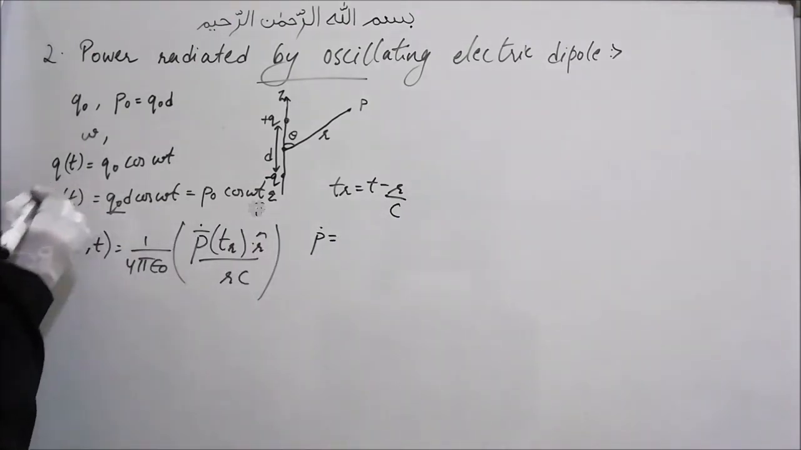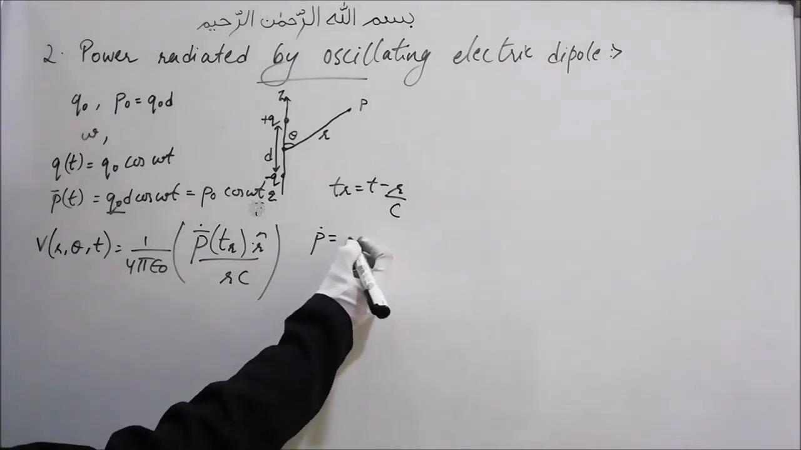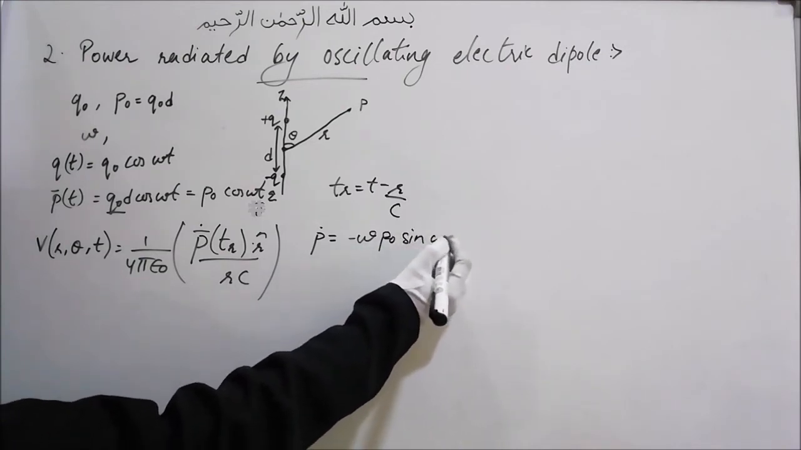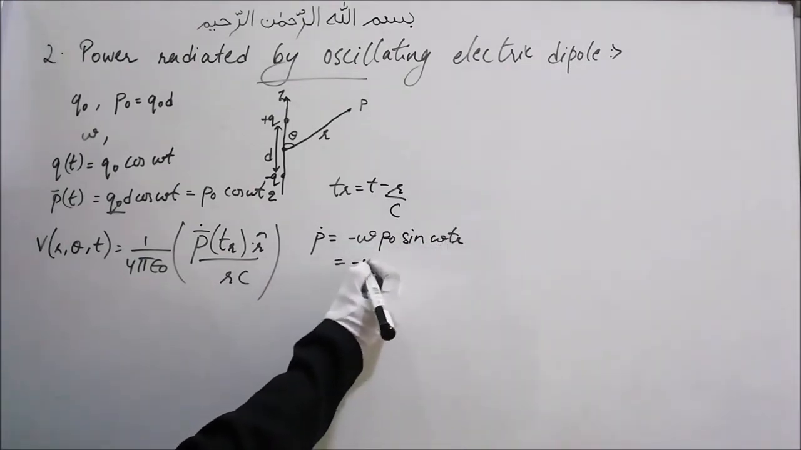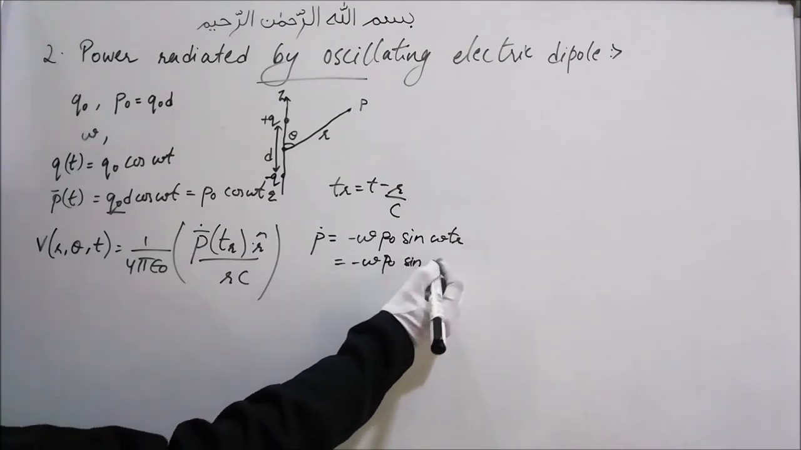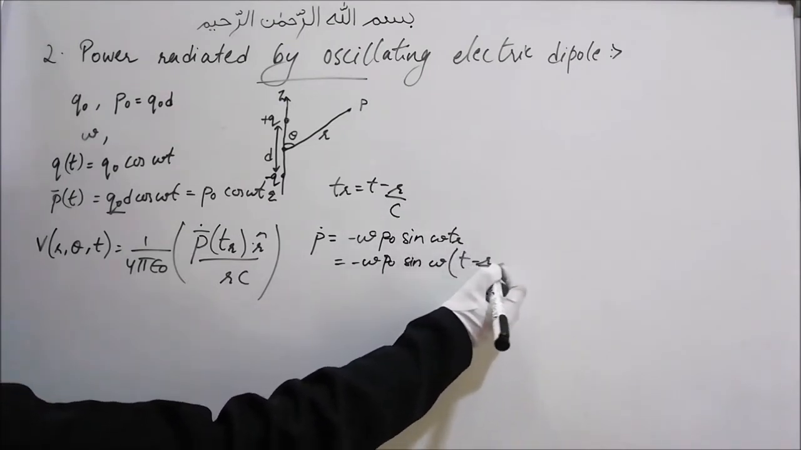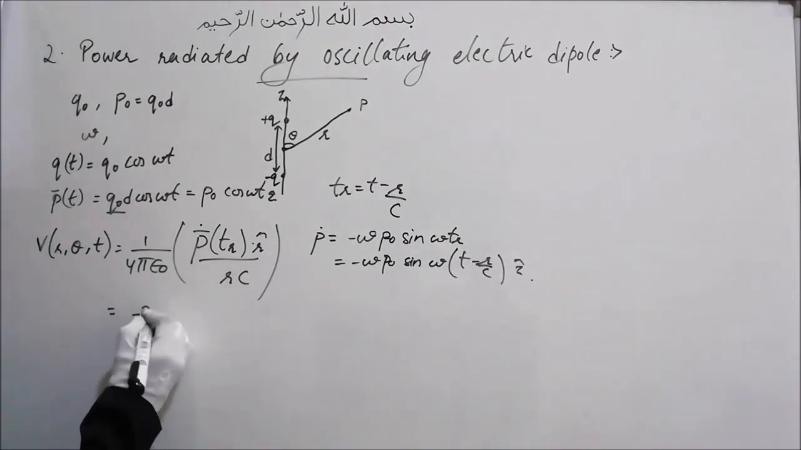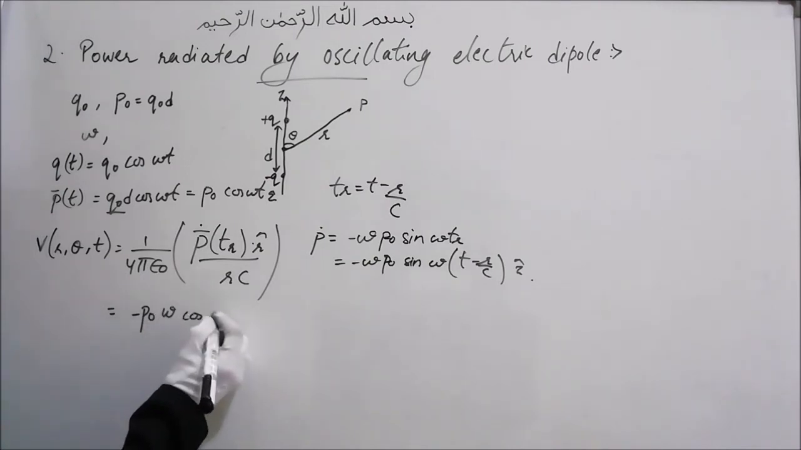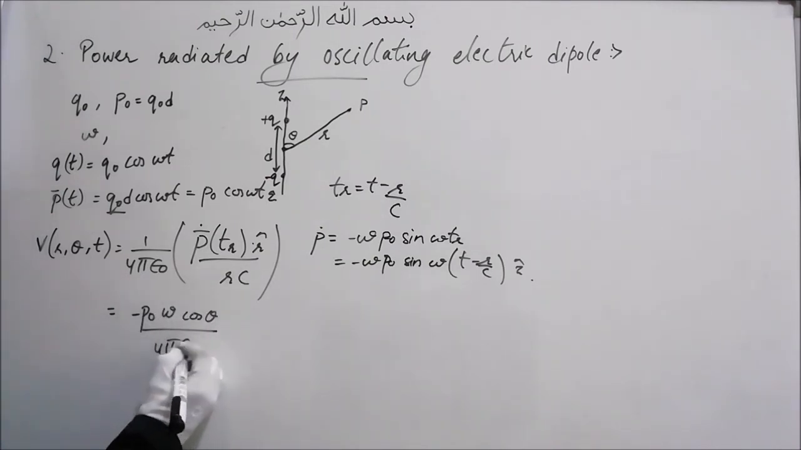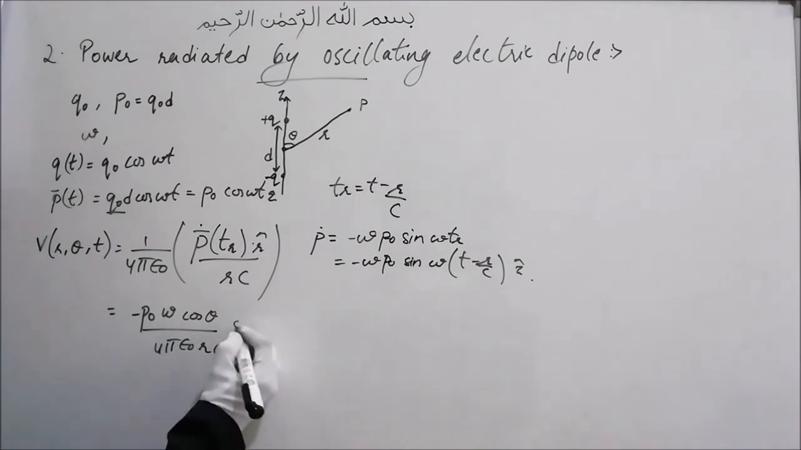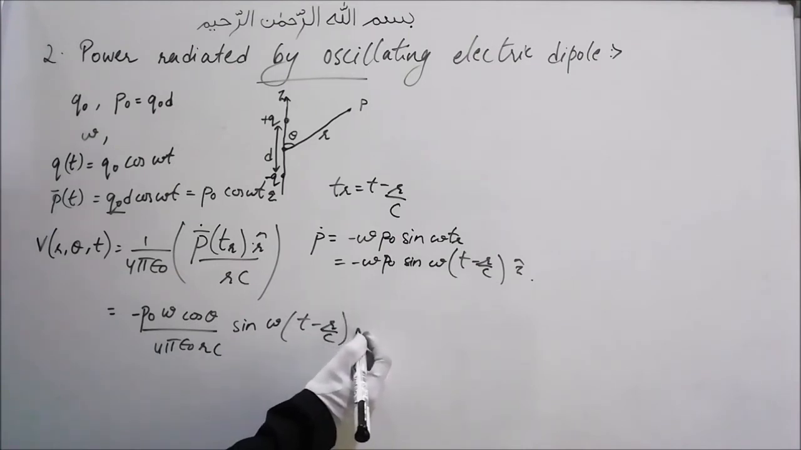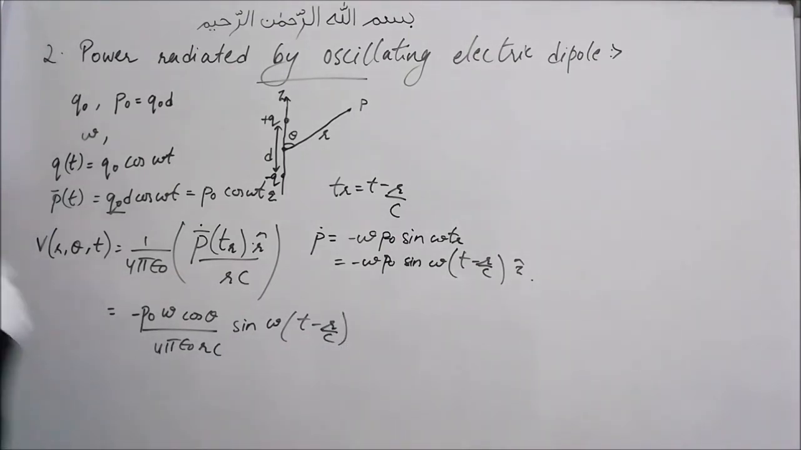So we can write p dot will be equal to p dot t_r, this is a vector quantity, differentiation of this will be minus omega p naught sine omega t_r, where t_r is t minus r by c, in the z hat direction. Put that here and we will get minus p naught omega cos theta divided by 4 pi epsilon naught r c sine omega t minus r by c, that's it. This is the retarded potential.